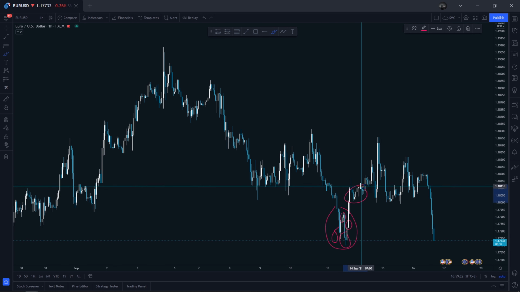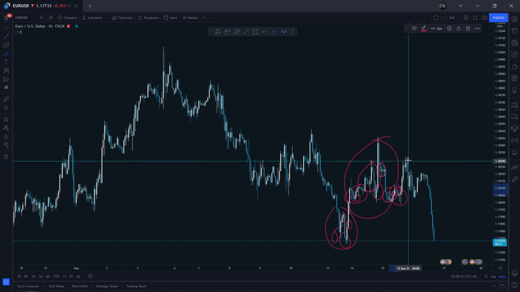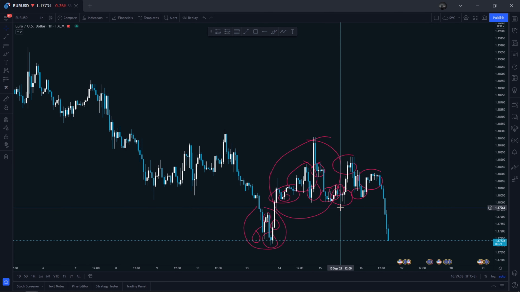There's distribution here, accumulation here, distribution, accumulation, redistribution, distribution, accumulation, accumulation, distribution, distribution, accumulation, distribution. Then if you see that, that's a lot of schematics.